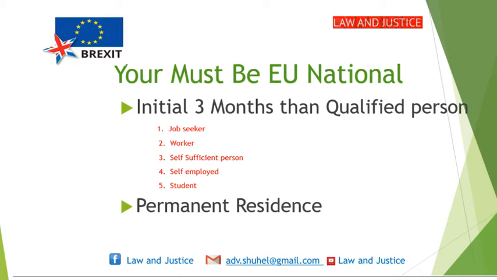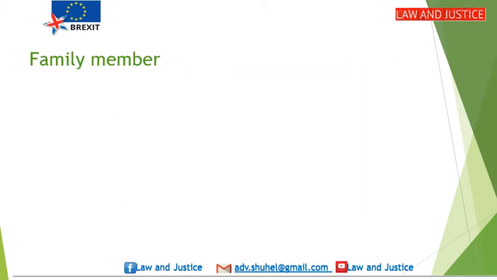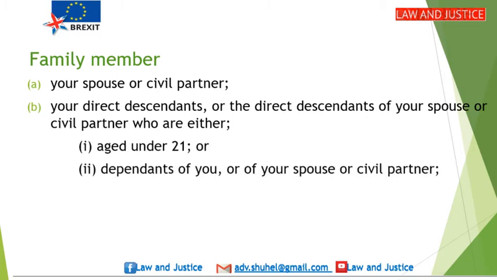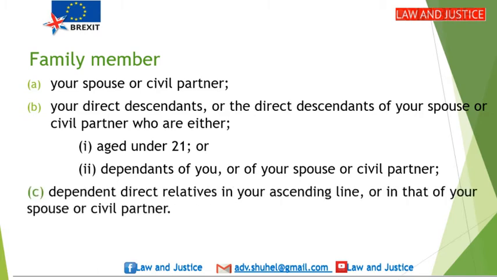Now, family member or relatives is a very technical term. It doesn't mean your whole family and all your relatives. Family member is defined in Regulation 7. Family member means your spouse or civil partner, your children or your spouse's children who are under 21 years old, or if they are more than 21 years old and you prove that they are dependent on you or your spouse, they are also family members. And the last family members are your parents or your spouse's parents or grandparents in the ascending line.